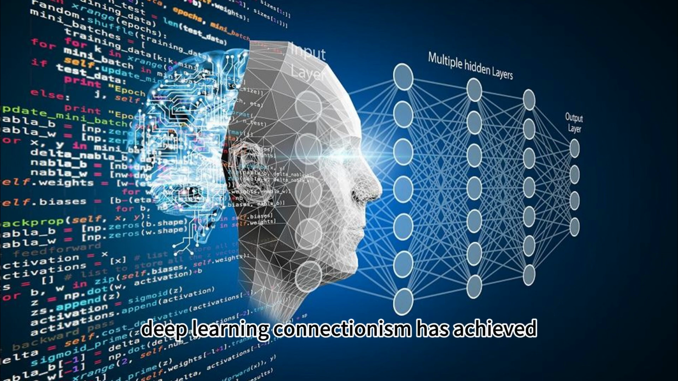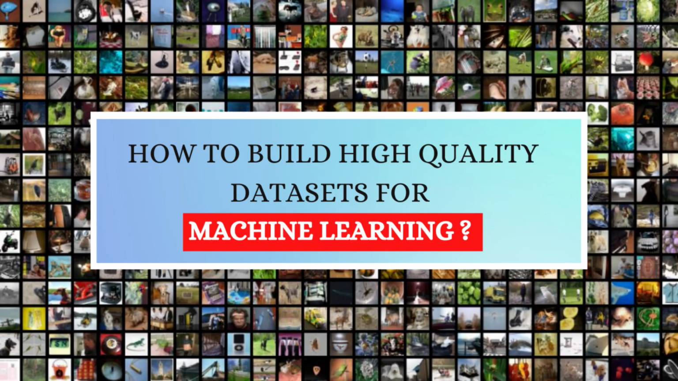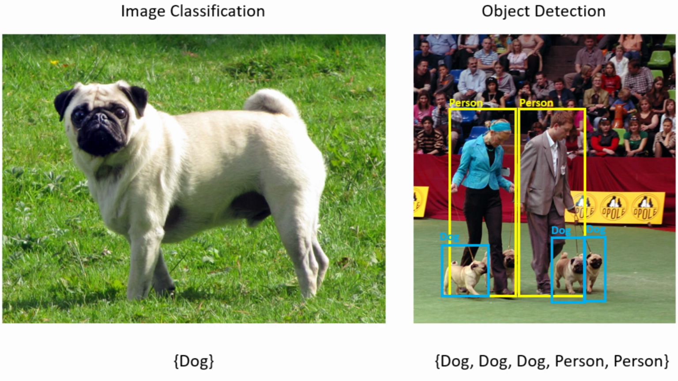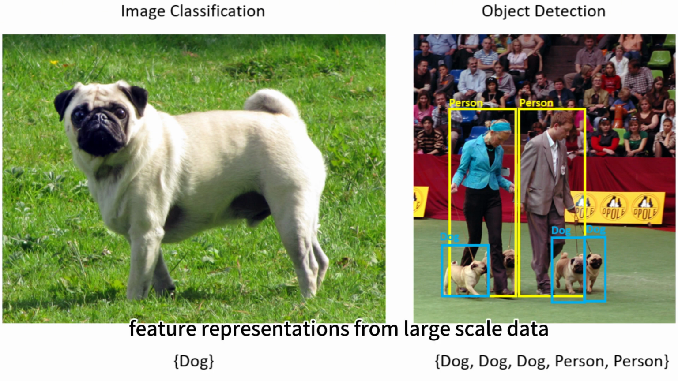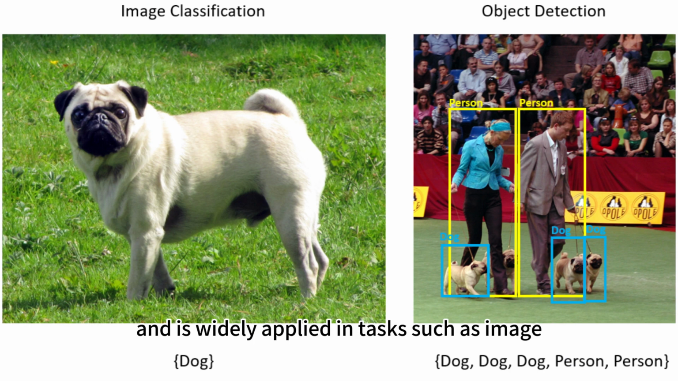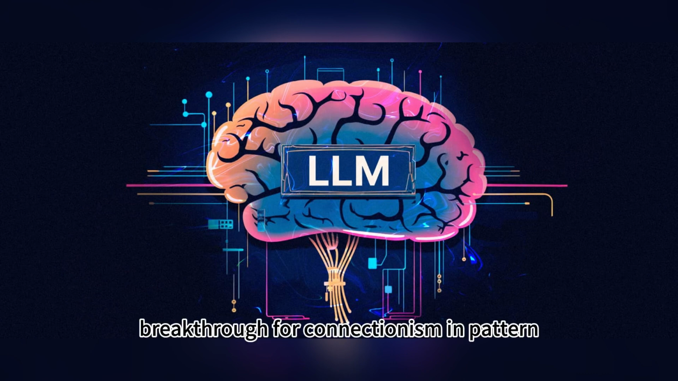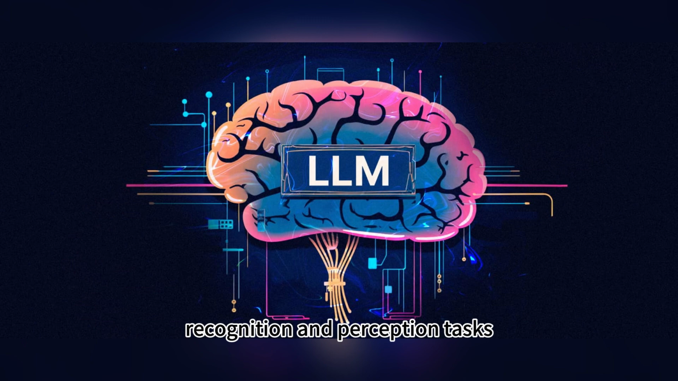Deep learning. Connectionism has achieved tremendous success in the field of deep learning. Deep learning refers to the use of deep neural networks for learning and inference. This approach allows models to learn complex feature representations from large-scale data and is widely applied in tasks such as image recognition, speech recognition, and natural language processing. The rise of deep learning marks a significant breakthrough for connectionism in pattern recognition and perception tasks.